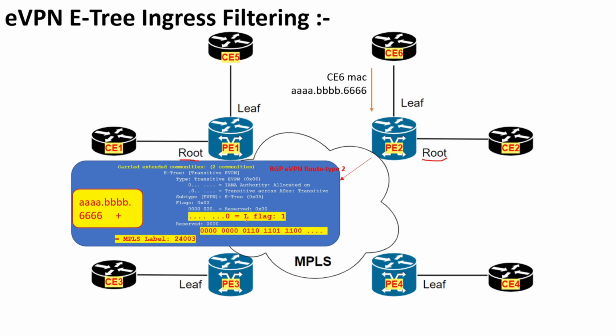And one more thing we need to keep in mind is that it will set the L flag, because this MAC address has been received on the leaf attachment circuit. Hence PE2 will set the L flag for it. And it will attach the label to reach that particular MAC address and advertise it to the other PE routers.